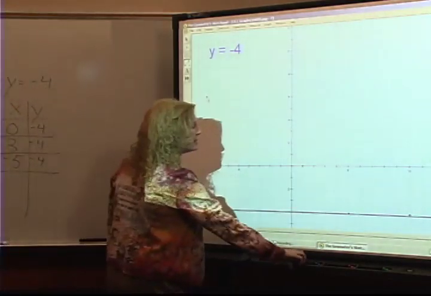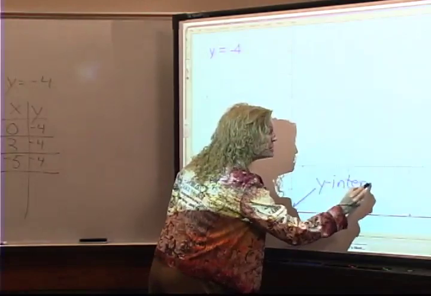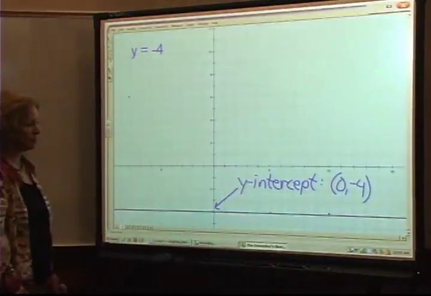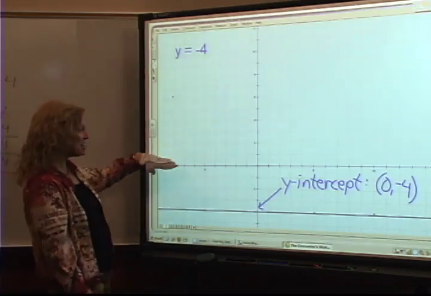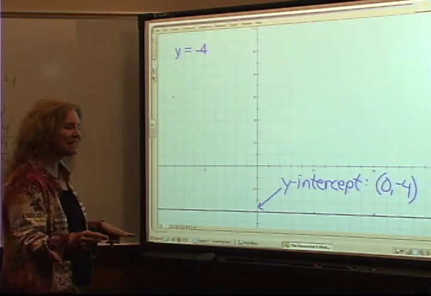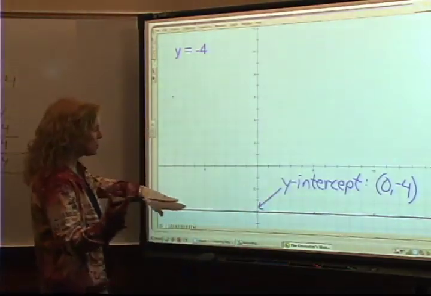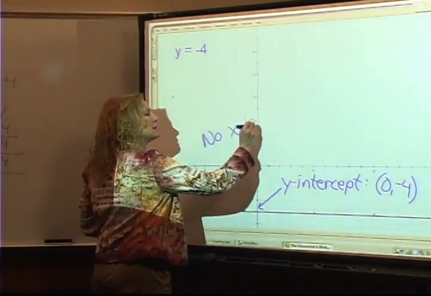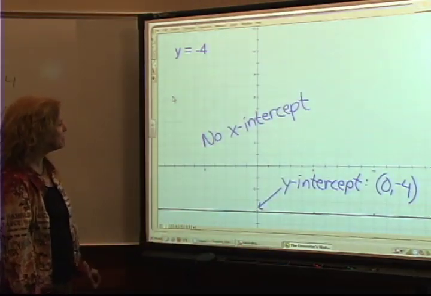Okay, well, hey, what is the y-intercept in this case? Well, you're looking at them. My y-intercept is 0, negative 4. What about my x-intercept? Well, now the x-intercept is where it crosses the x-axis. And you see that I don't have that happening right here. Will it ever cross the x-axis? No, because this line is going to stay as a horizontal line. It's going to stay 4 units below all the time. So in this case, there is no x-intercept. It's not real common, but it does happen in our graphs sometimes.